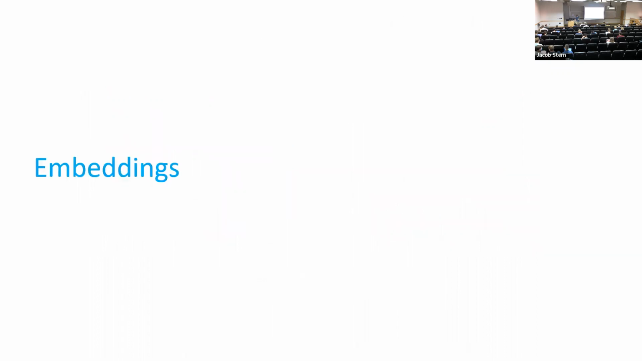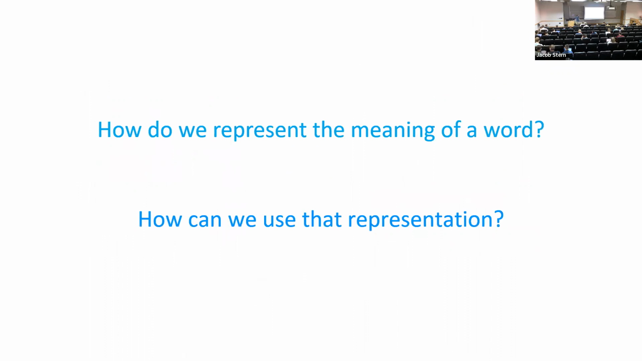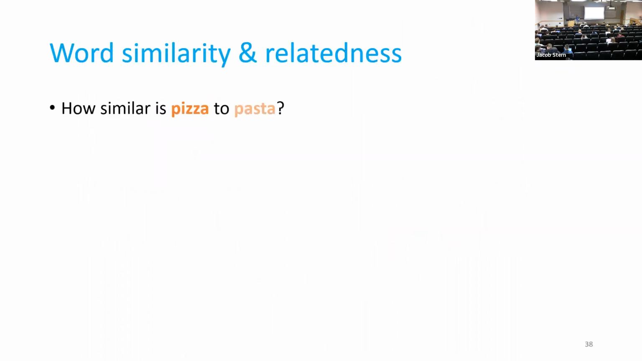All right. Okay, so now we have embeddings, word embeddings. So word embeddings answer the question, how do we represent the meaning of a word, and how can we use that representation? So if you were to turn the word pizza into a vector of numbers, what's some way that you might do that? Just off the cuff. What's a way that you could turn the word pizza into a list of numbers? Yeah, question or idea.